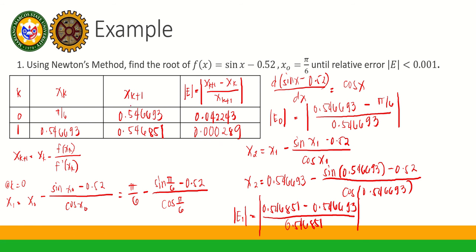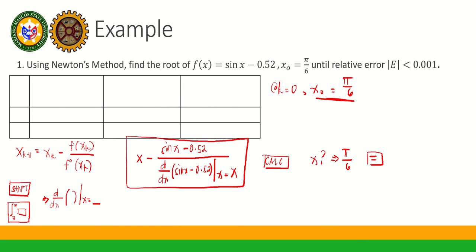0.546693. So, you can try that while watching this video. Para lang mas magiging madali yung computation ninyo. But this is only for checking, ha? Sa solutions ninyo sa exams, I need to see kung ano talaga yung derivative ng function. Okay? So, that is Newton's method.